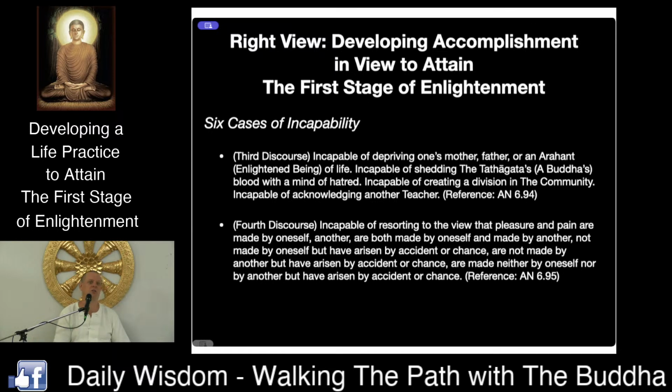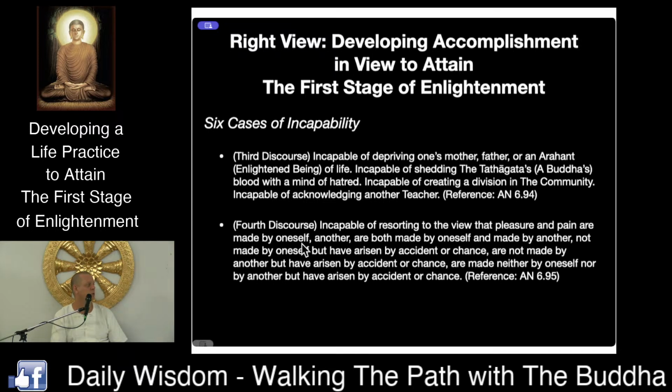Craving, desire, attachment, right? So it's not by oneself, because is there a self? There is no self, right? So the Buddha is saying that by the time you get to accomplishment of view, you can't resort to the view that pleasure and pain are made by oneself, because you already know there is no self. What pleasure and pain is caused by is craving, desire, attachment. That's what's causing pleasure and pain.